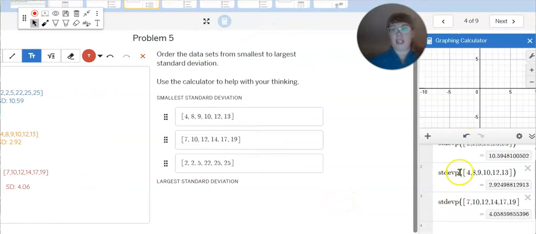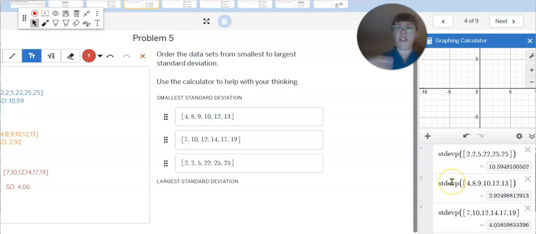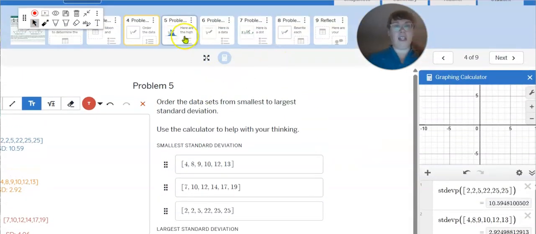So make sure you're practicing that in your calculator as well, that you feel nice and comfortable looking at those values and plugging it in. And when you have it all arranged, go ahead to the next slide.